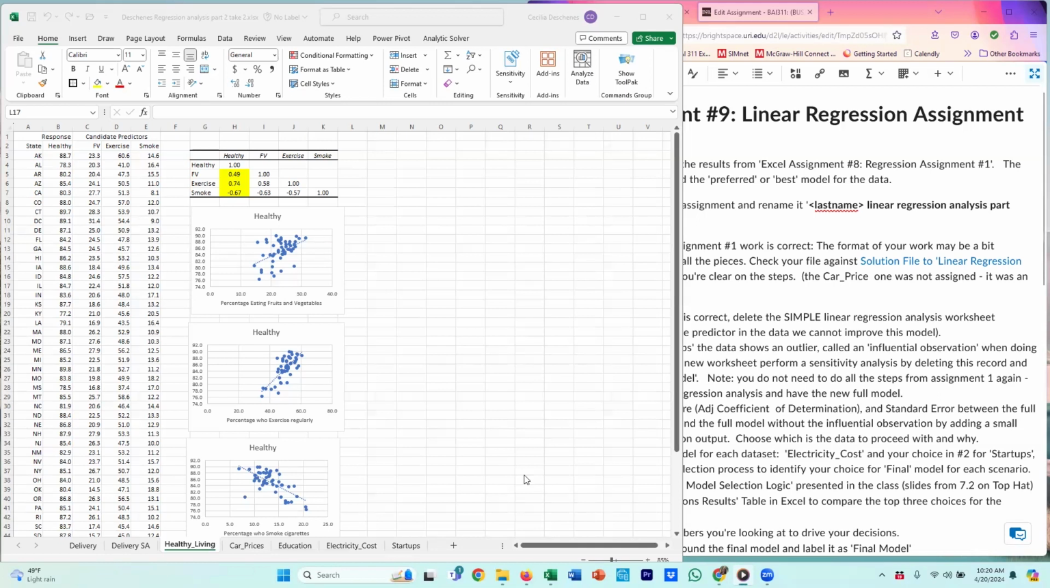It's healthy living, so it's got a whole bunch of states here, and it's got the percentage of people in the state that are considered healthy. So all of these numbers in this data set are percentages. FV stands for fruits and vegetables. So it's a percentage of the people in that state who eat fruits and vegetables daily. Exercise is the percentage that exercise weekly, and smoke is the percentage who smoke regularly in that state. All right, so healthy is, I guess, determined by a doctor. I'm not sure. We don't have a lot of information.